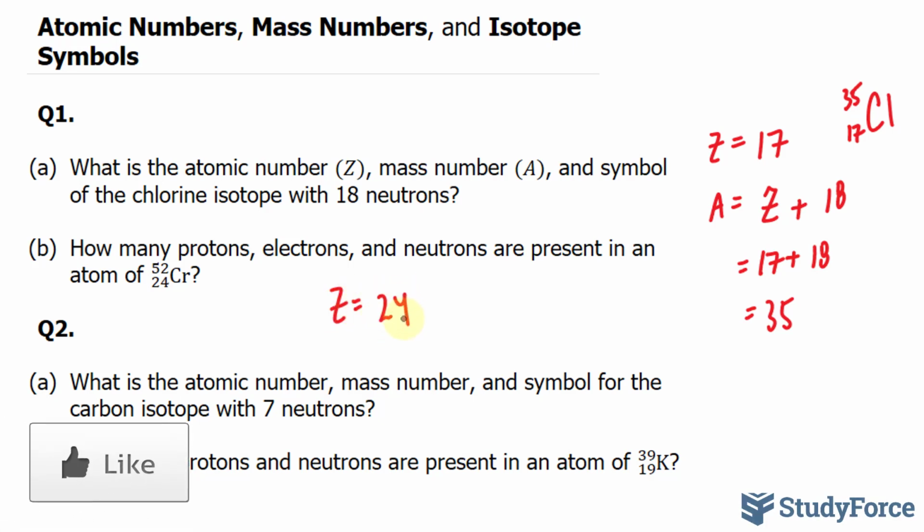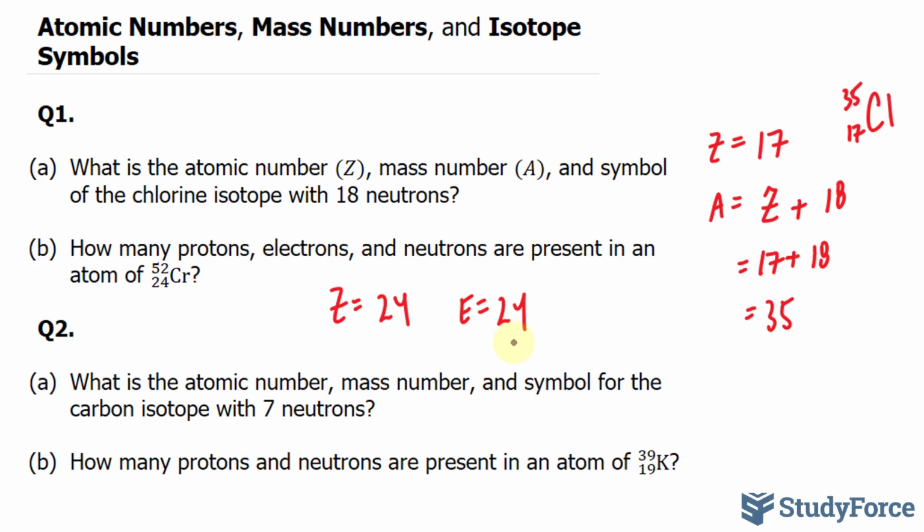To find the number of electrons, that's equivalent to the number of protons. So we have electrons, which I'll represent as E, is equal to 24. And of course, that's only the case with a neutral atom. So if you had an ion representing this atom, that number would be different.